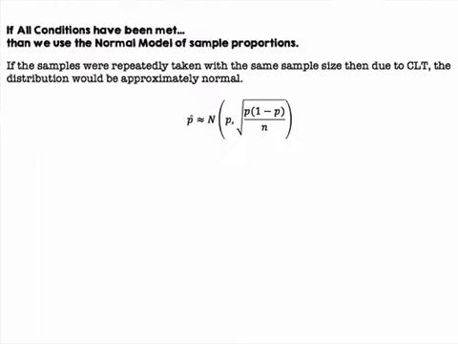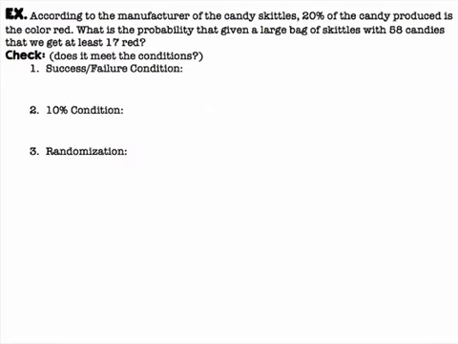If all conditions have been met, then we use the normal model of sample proportions. If the samples were repeatedly taken with the same sample size, then due to the central limit theorem, the distribution would be approximately normal. When I write my normal model, it's the mean and the standard deviation. Alright, this example.